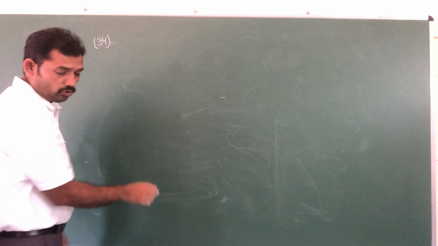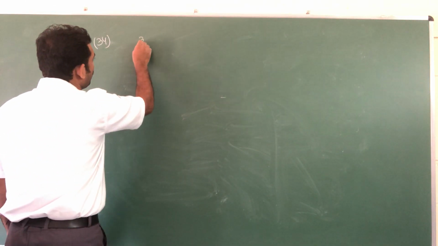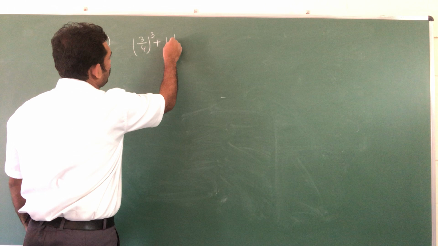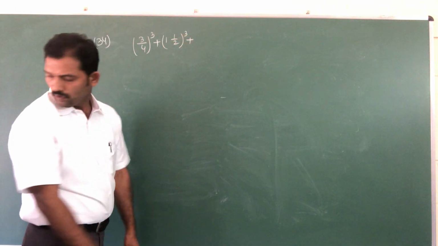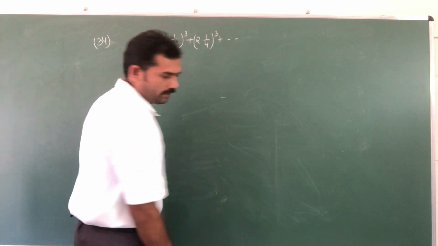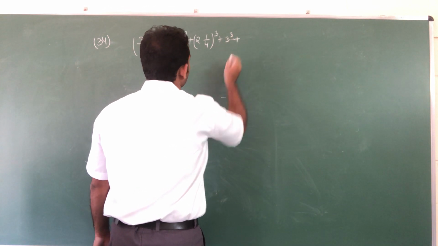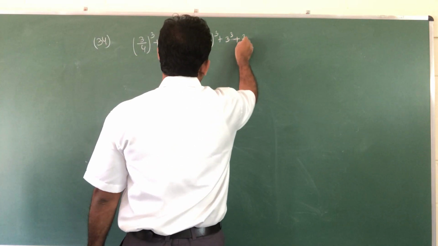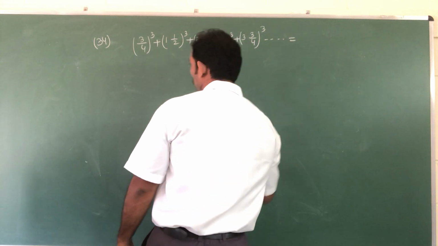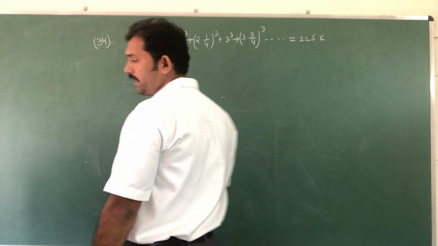Question number 34. Given: the sum of the first 15 terms of the series (3/4)^3 + (1/2)(3 + 2·1/4)^3... plus 3^3 plus 3^3, and so on, where the next value is 3·(3/4)^3, is equal to 225k. What is the k value they are asking?